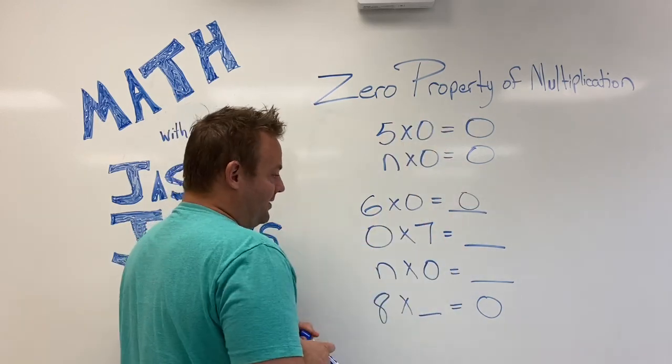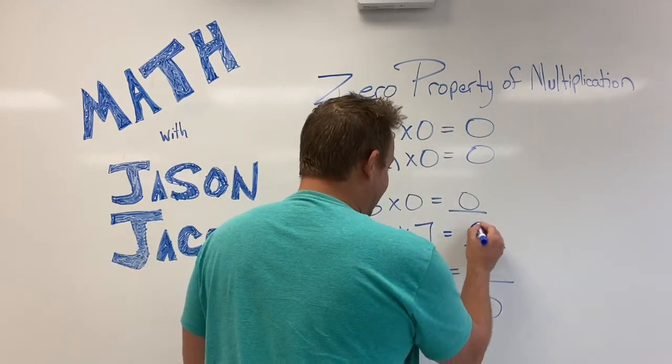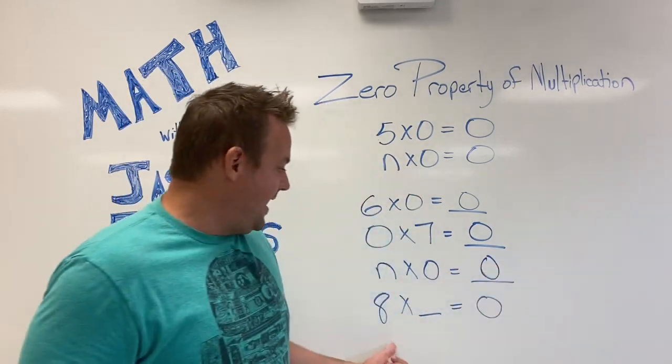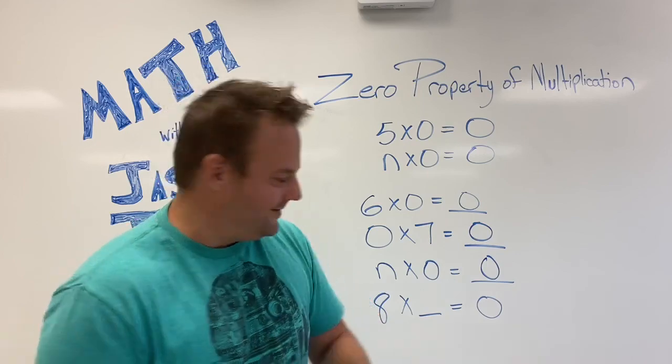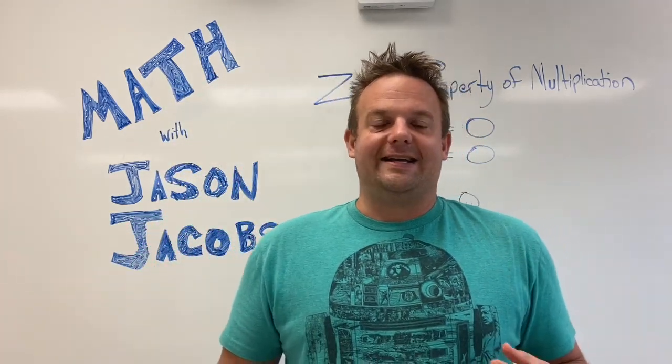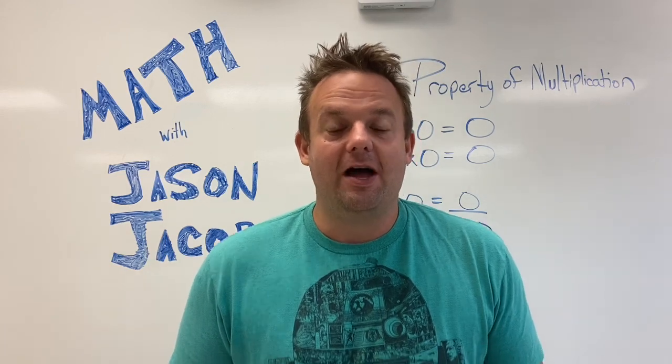That's the 0 property of multiplication. 0 times 7, yeah, that's 0. N times 0, well I guess we already did that, that's 0. 8 times what is 0? That's right, 0. Now don't get it mistaken with the identity property of addition.